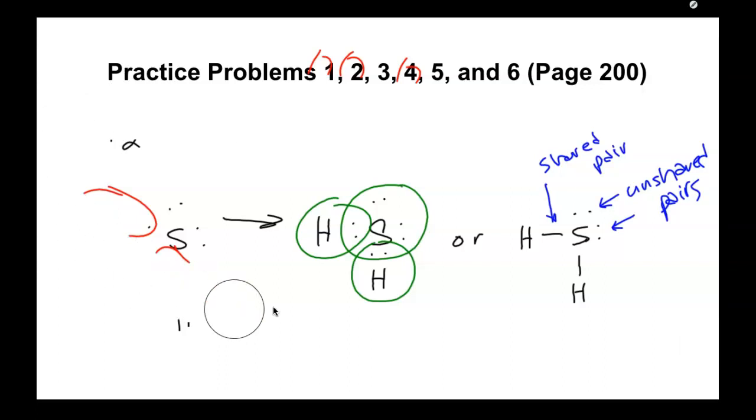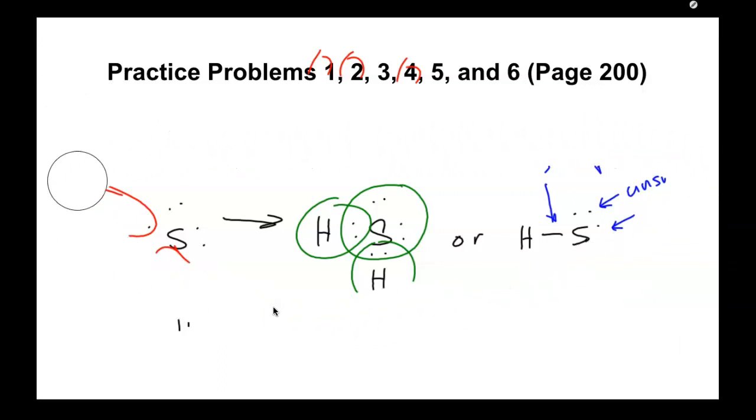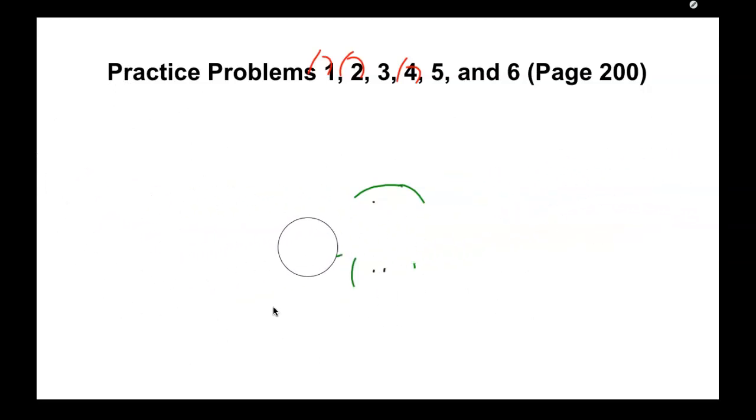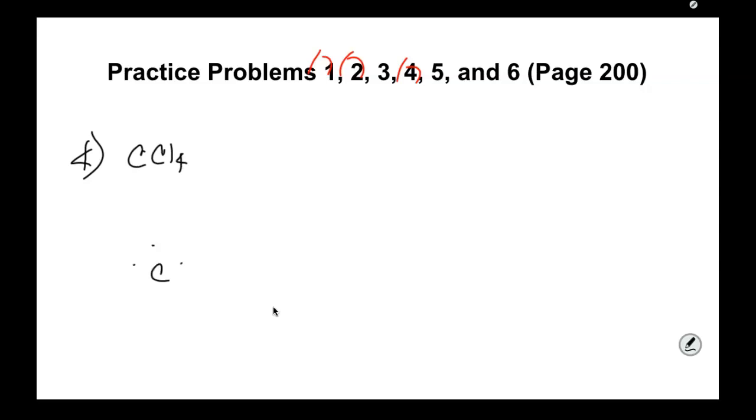Okay, last one I want to do is number 4. I know this video is getting a little long. So 4 is the last one. And 4 says CCl4. This is going to be a fun one. Carbon's going to go in the middle. It forms 4 bonds. And then I'm going to put a Cl with 7 dots on every side.